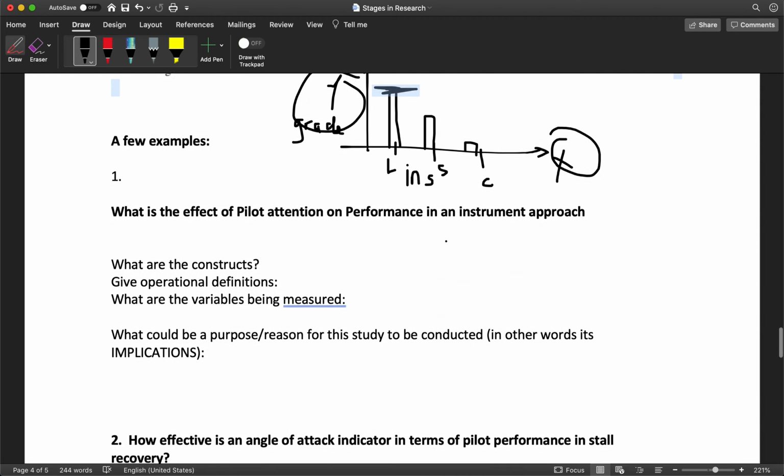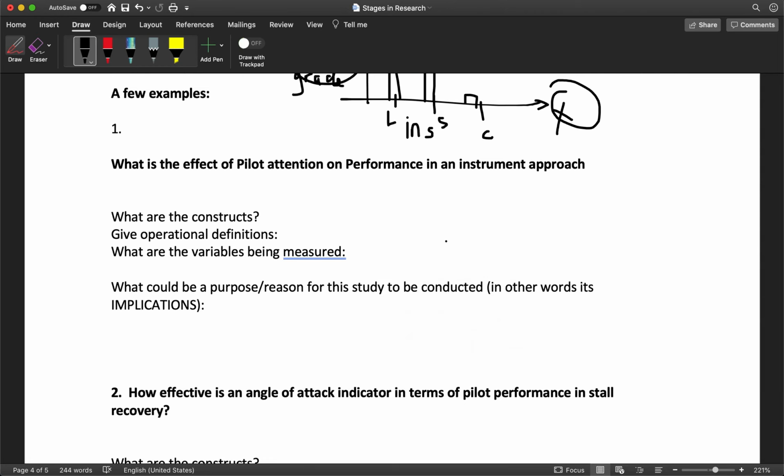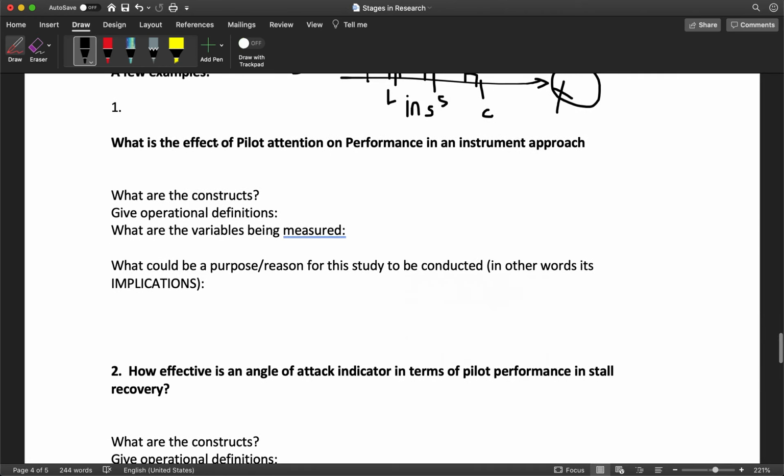So let's look at a few examples that I've come up with just for you to think about. What is the effect of pilot attention? And so just from my discussion, I've got to define that construct of attention and say, okay, what does attention mean?